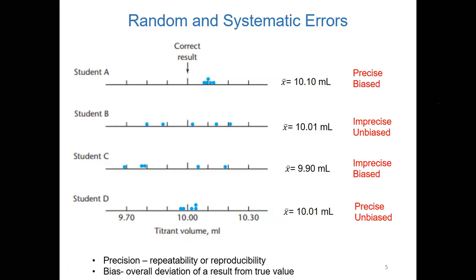And also, when it is unbiased, systematic error is also negligible. There's no significant systematic error. We cannot say there's no systematic error. We cannot say that. We can say there's no significant systematic error. So student D has less random as well as systematic errors. Okay, so I hope you get an idea about random and systematic errors.